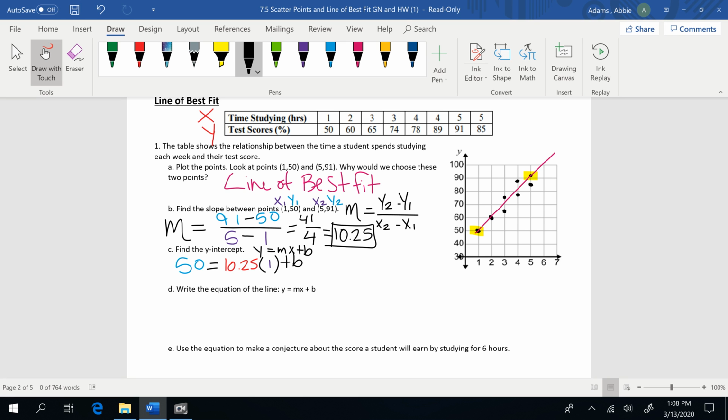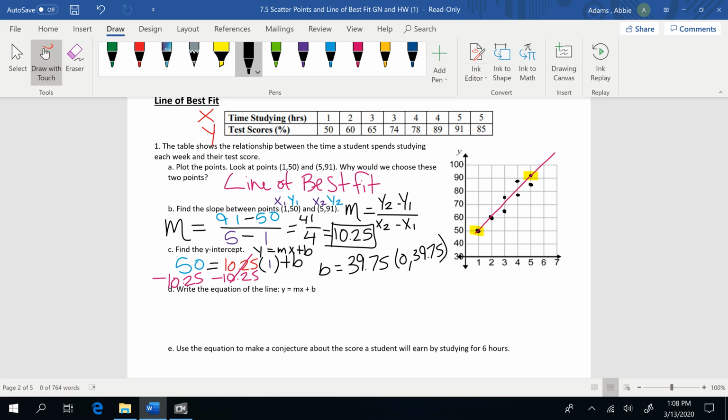And then let's calculate it. Well, I know 10.25 times 1 is just 10.25. And the opposite of positive 10.25 is negative 10.25. So we're going to subtract 10.25 from both sides of the equation to eliminate it on our right-hand side. And 50 minus 10.25 is going to give us approximately 39.75. So our b should be 39.75. If I write that as an ordered pair, our y-intercept is at (0, 39.75). Alright, we've got our m, we've got our b.